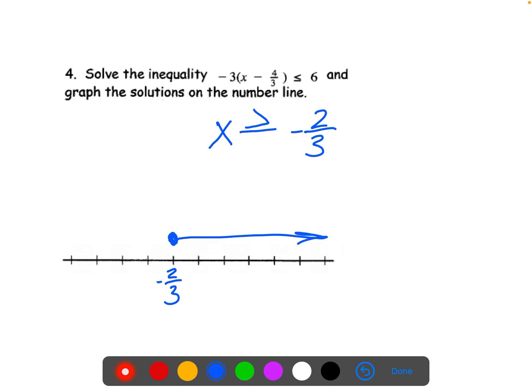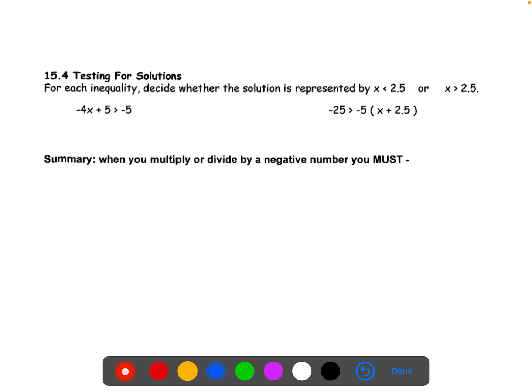Would you please look at the last couple of questions there and fill those in, check your answers at the end in the notes to see that you solved them correctly. This one actually doesn't have you solving the inequality, just determining if x is less than 2.5 or x is greater than 2.5 and decide which this would apply to. Try to do that without actually solving each of these inequalities.